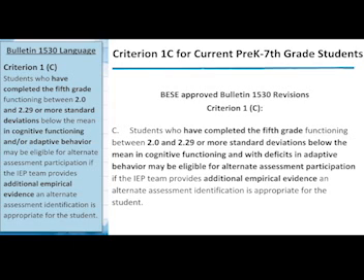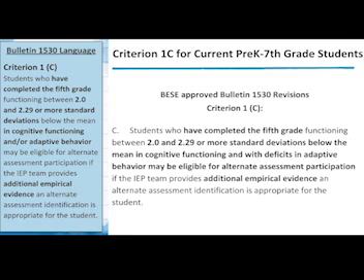have completed the 5th grade functioning between 2 and 2.29 or more standard deviations below the mean in cognitive functioning and with deficits in adaptive behavior may be eligible for alternate assessment participation if the IEP team provides additional empirical evidence an alternate assessment identification is appropriate for the student. When applying the criteria presented in subsection C in determining eligibility, the team must not only consider cognitive functioning, but the student must also present with deficits in adaptive behavior.